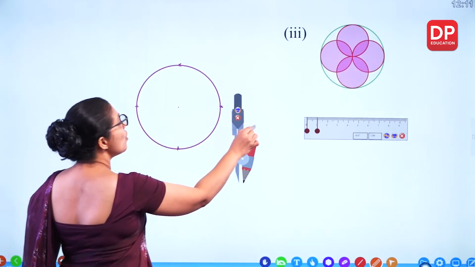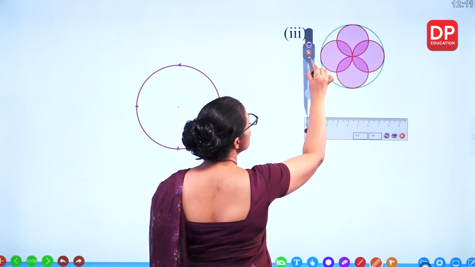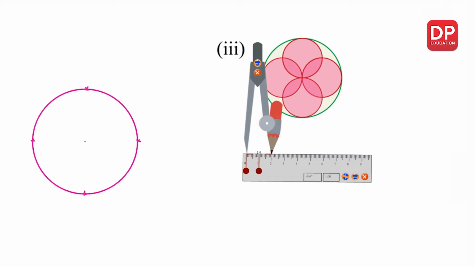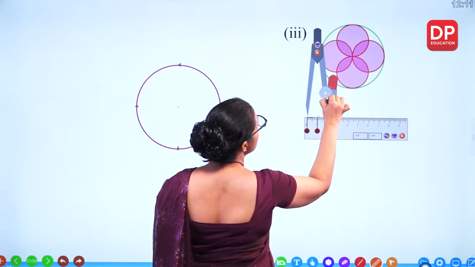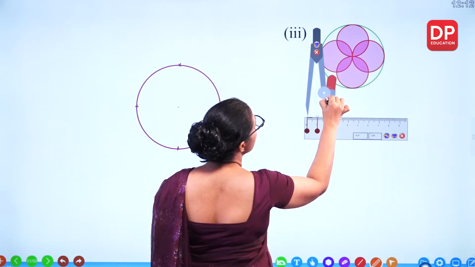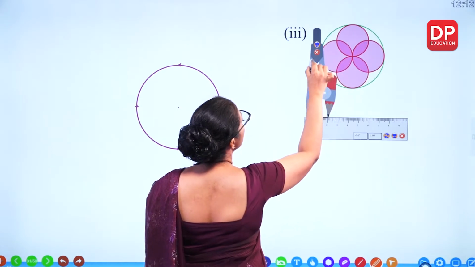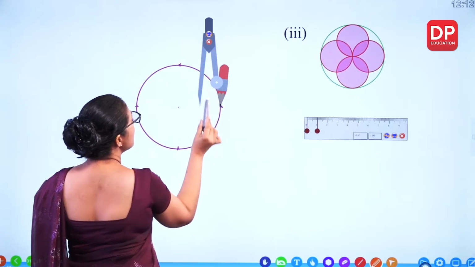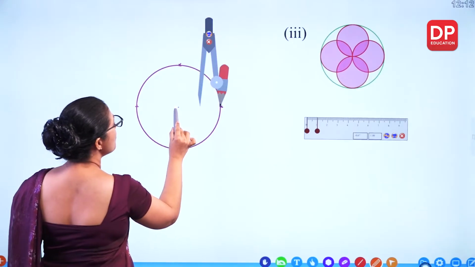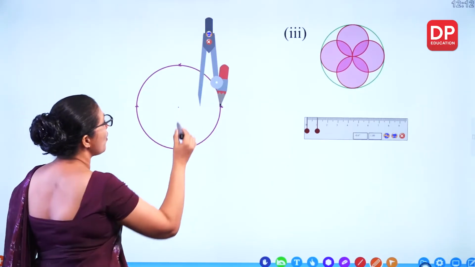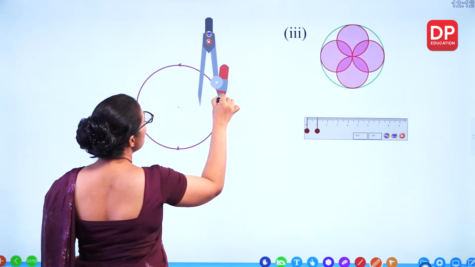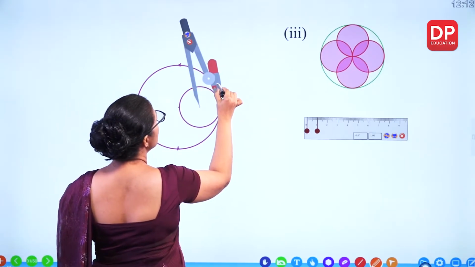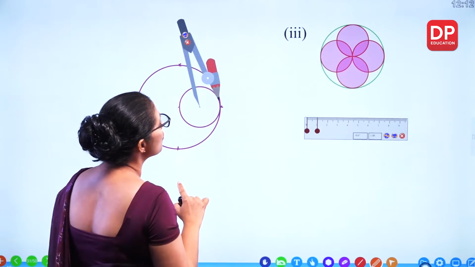Now we need to take half of 4. That's 2 centimeter length. So that's the other circle. We need 2 centimeter length. And what we can do, we can keep in between these 2 points and passes through both the center and this point. So keep it here and we'll draw the circle. Now this is one circle. So that passes through the center.